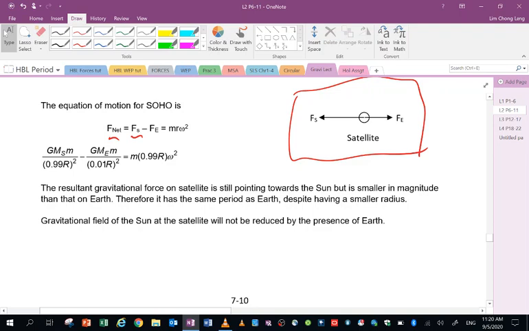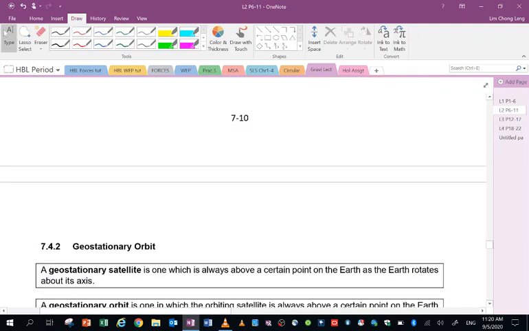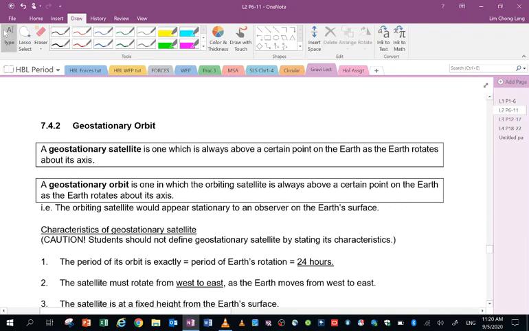So we have covered this. And now we are going to move on to the last concept for the day, geostationary orbit. What is a geostationary orbit? First, what is a geostationary satellite? It is one which is always above a certain point on the Earth as the Earth rotates about its axis.